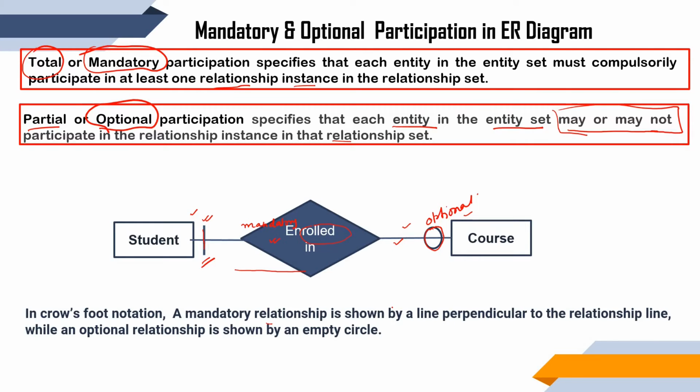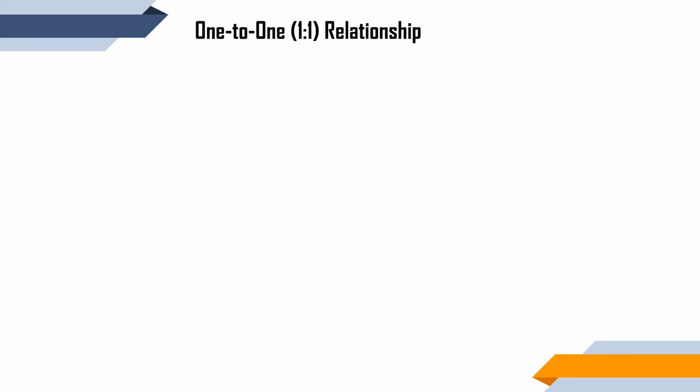So there are two notations, but I will tell my students, and I'll also follow the same symbol, which is the first one. That means I will show the mandatory relationship or total participation relationship by a double line and partial or optional participation by a single line. I will not use this notation, but in some books you may find it.